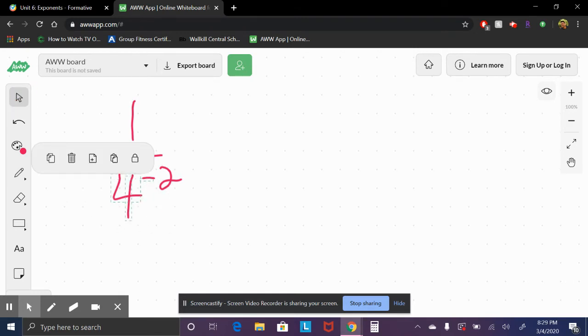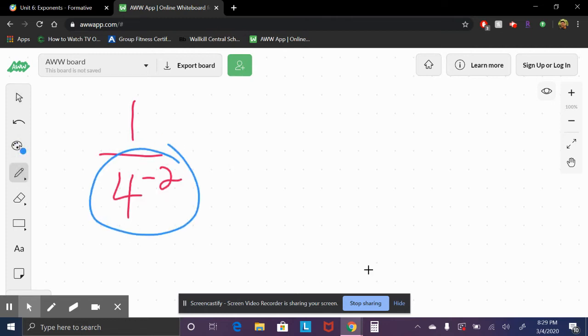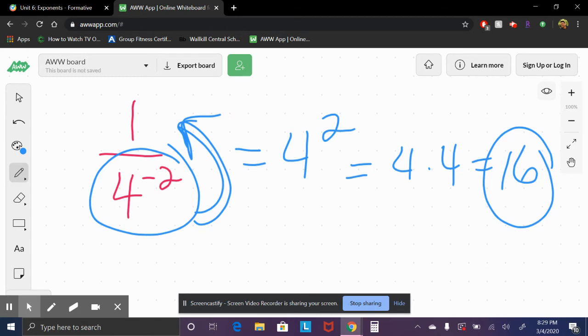It's on the bottom. Okay, so in order to get rid of this negative exponent, we have to bring whatever is on the bottom here, it has a negative exponent, to the top. So 1 over 4 to the negative second is the same thing as 4 to the second power, positive 2. Once you bring it to the top, it becomes a positive exponent, which is 4 times 4, which is 16. So when the negative exponent is on the bottom, you have to bring it to the top and make it a whole number.